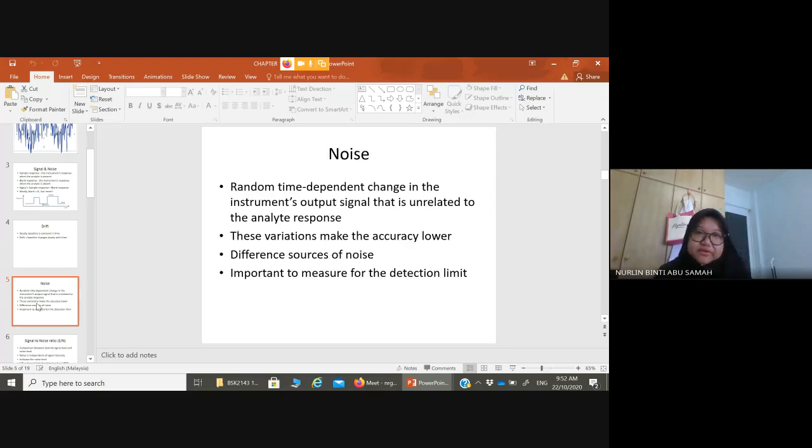Okay, now let's look at the noise. Here is the random time dependent change in the instrument's output signal. Sometimes the random error is a bit difficult to overcome. Basically noise is very difficult to overcome, but you can reduce the effect of noise and you can increase the signal.